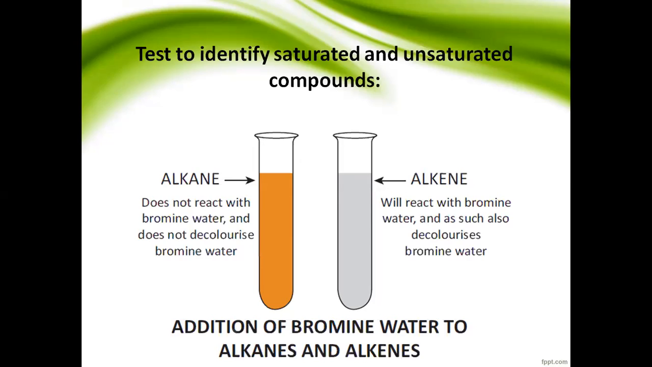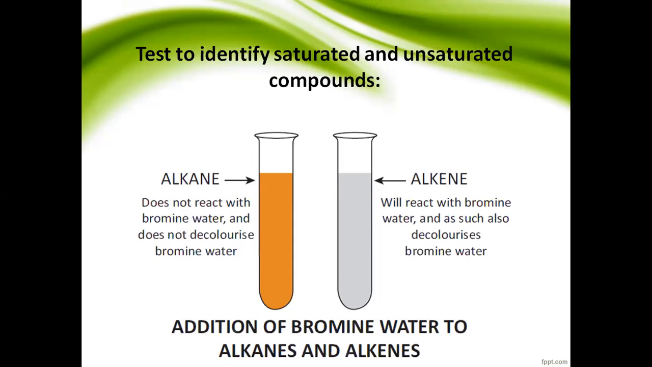Alkane is a saturated compound, so it reacts with the bromine water but does not change the color. So this is the saturated compound. This is how we find out saturated and unsaturated compounds using bromine water.